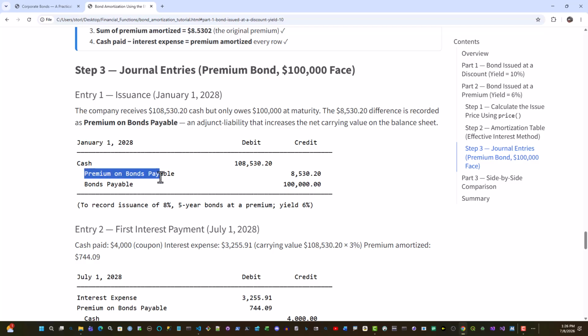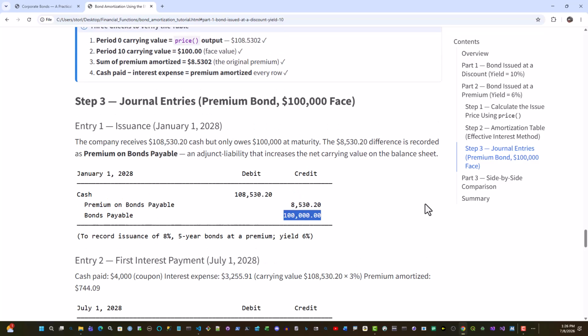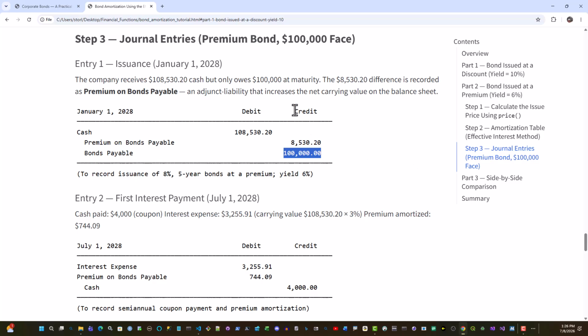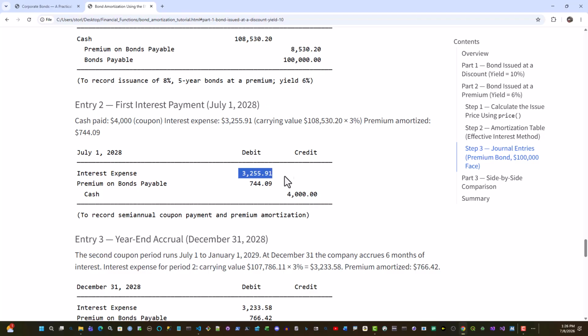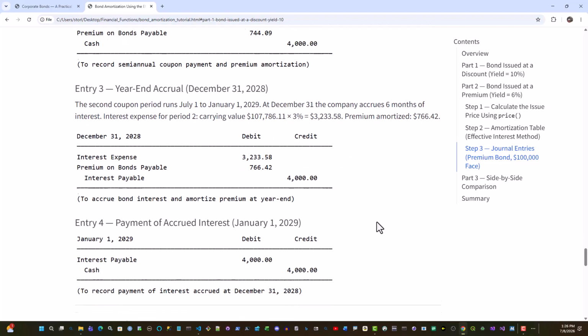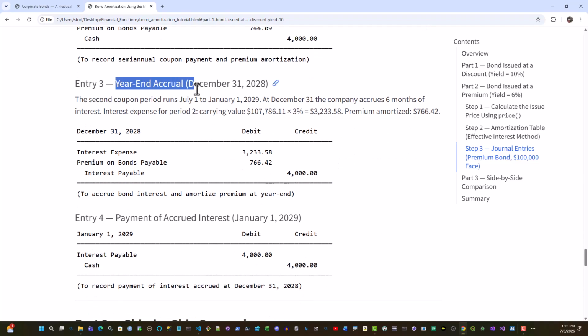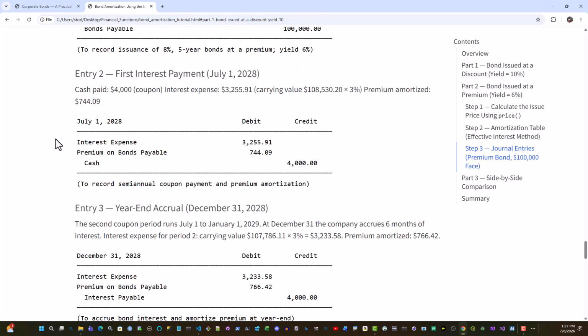Notice now you are using this adjunct liability account called premium on bonds payable here because you need to balance your credits with your debits. That's what accounting is all about. It always has to be in balance. The right-hand side has to be the same as the left-hand side totals. So here is the premium on bonds payable that you're going to amortize. Here will be the first interest payment. This is how you record it. And here will be the second, actually the year-end accrual, which will be this one. You record your interest expense, and you can see it here. You simply use the number from the table above.